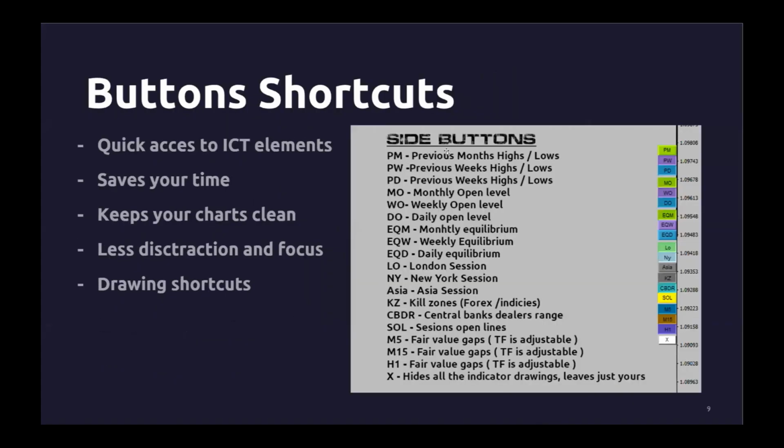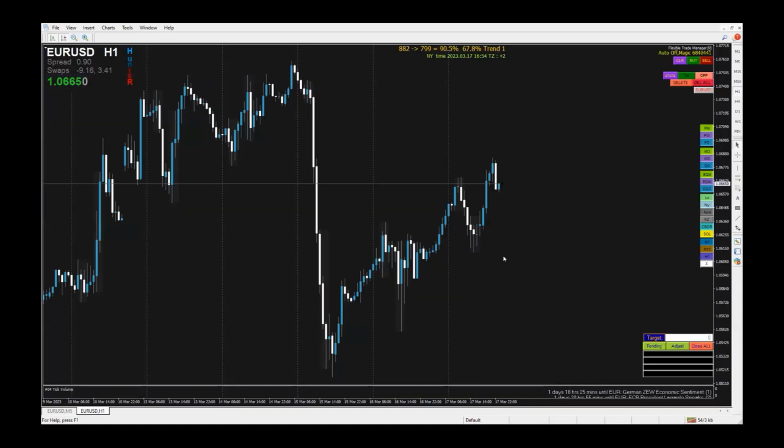So we have the previous months highs, lows, previous weeks, previous days, daily, monthly, weekly open, equilibrium, which is 50% of the dealing range, the sessions, Asian sessions, kill zones, central bank dealing range, session open lines, and fair value gaps for the 3 time frames, and the X button, which hides all these things which we have here, right?